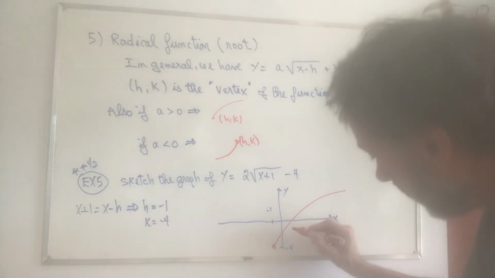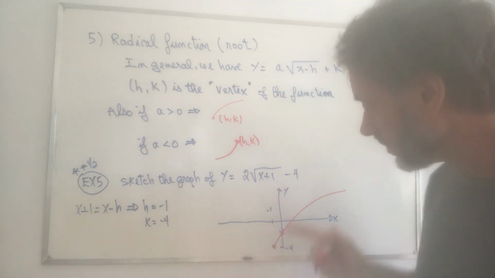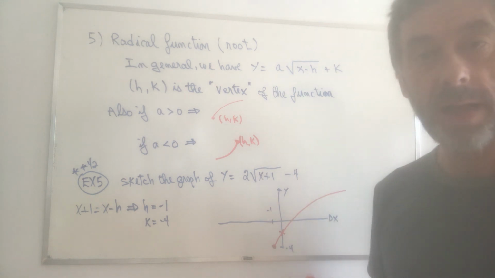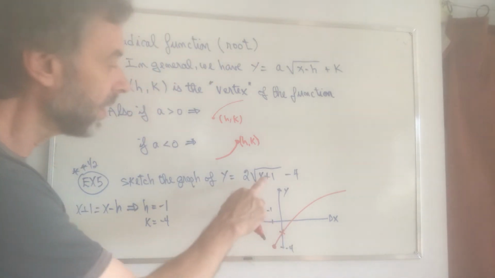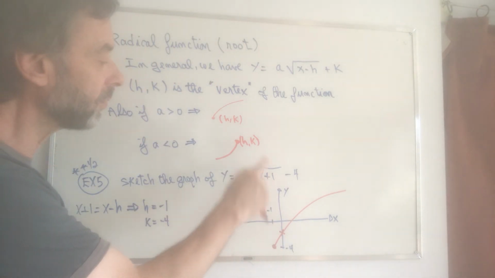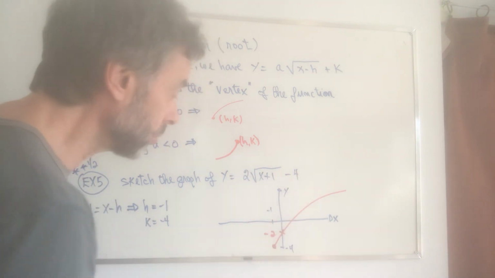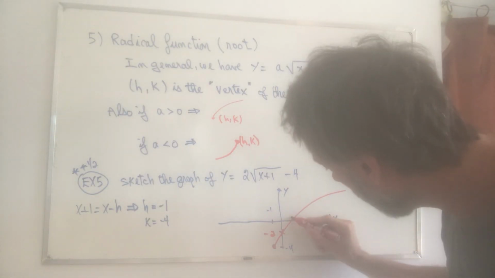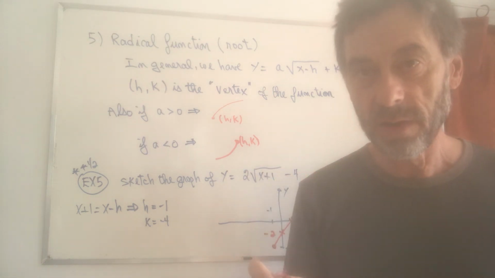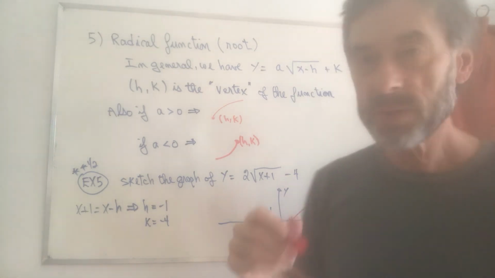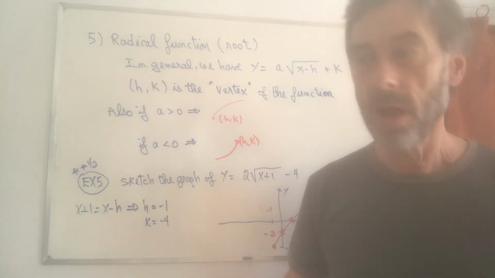And as you can see, it's possible to find the y-intercept of this very easily by replacing x by 0 in the function. So 0 plus 1 is 1, root of 1 is 1, times 2 is 2, and 2 minus 4 is minus 2. If you wanted to find the x-intercept, you would replace y by 0. I will leave this to you as an exercise, and you can find that point for even more precision on the graph.